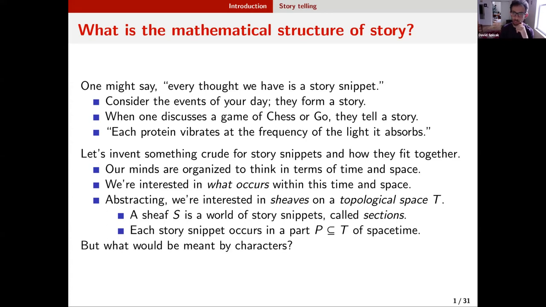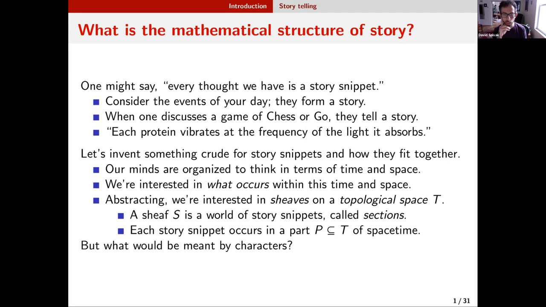And I have no idea what the mathematical structure of stories should be, but just for something crude, we could imagine that stories take place in time and space, at least for humans in our brains. We want to think that way. So abstracting, instead of time and space, let's just think about sheaves on a topological space. And if you don't know what those are, I'll remind you later. But basically a sheaf S would be this world of story snippets, and those story snippets would be called sections, like sections of the story.